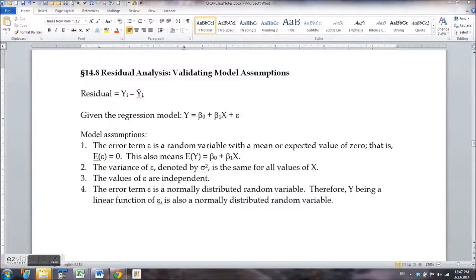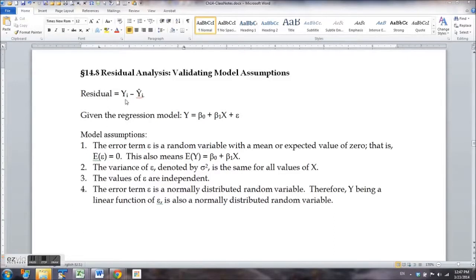The next section is residual analysis. In this video, we're going to look at residual analysis for the purpose of validating model assumptions. We can do residual analysis for detecting outliers and influential observations. That will be the next section. And here, we're going to look at the model assumptions.